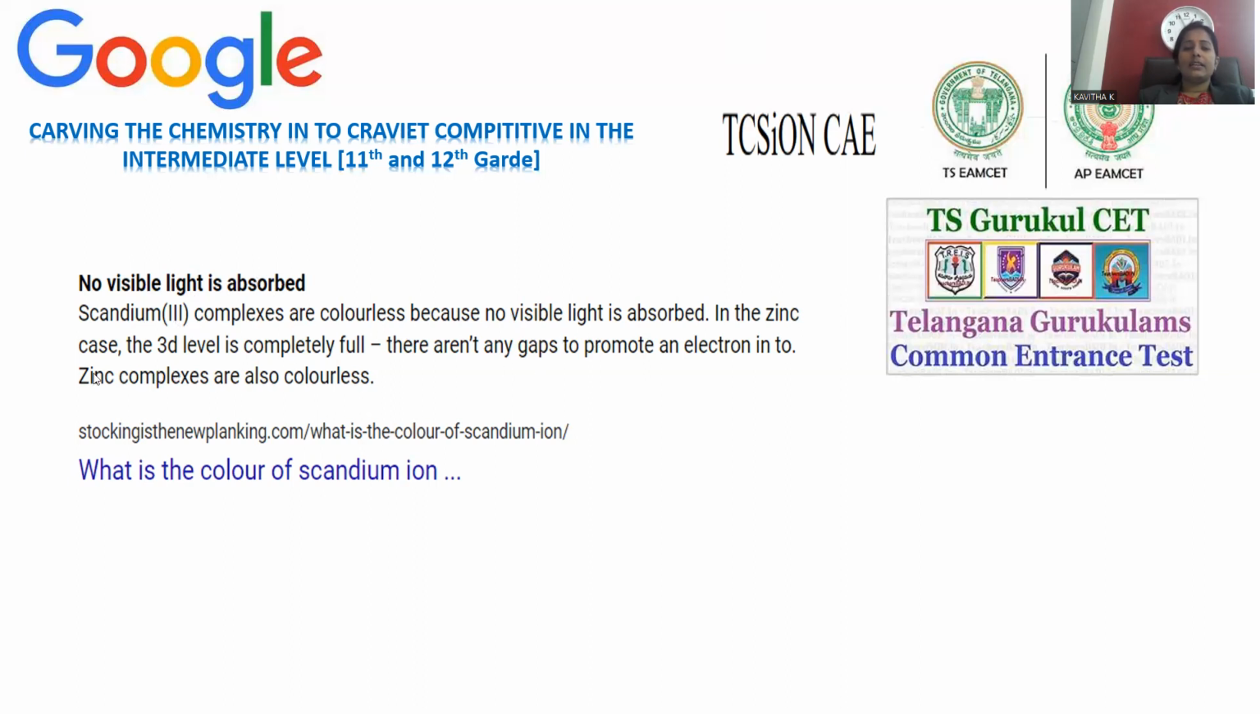Even in the zinc case, the 3D level is completely filled, no? So an electron can't be promoted from the ground state to an excited state in the central zinc metal. There also, all zinc complexes are colorless only. Right? All scandium complexes under plus 3 oxidation state around the central scandium are colorless. This is the way we can answer. Visible light is not absorbed because d-d transitions are absent, because electrons are absent in the valency shells of the identified metals.